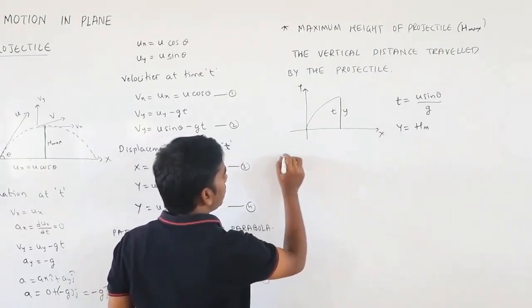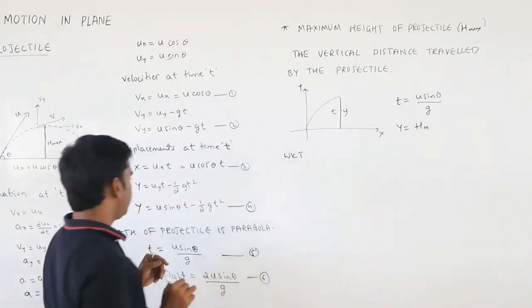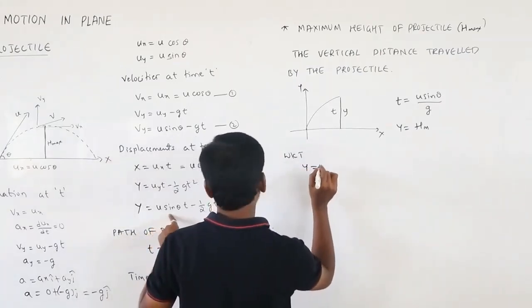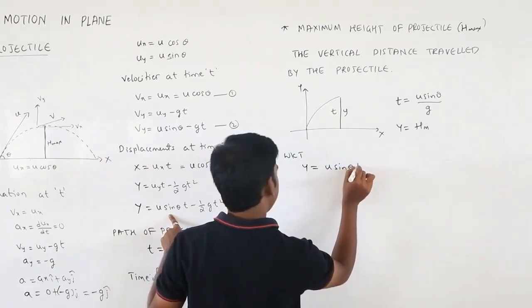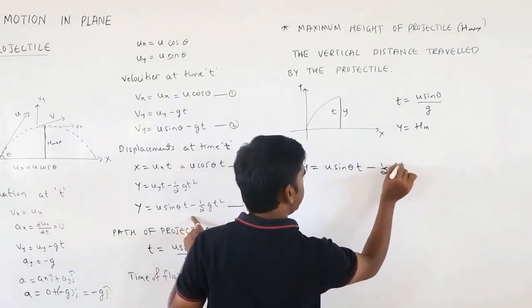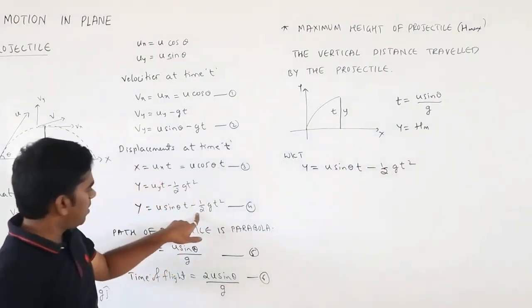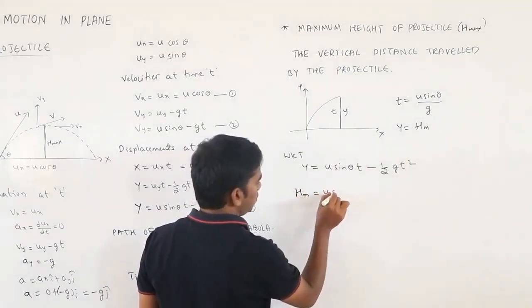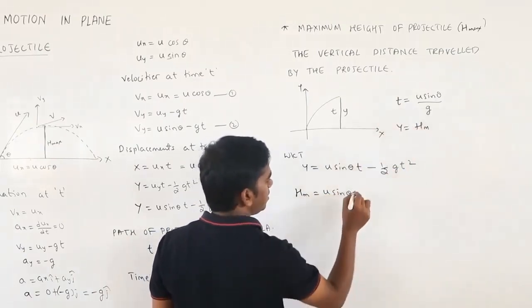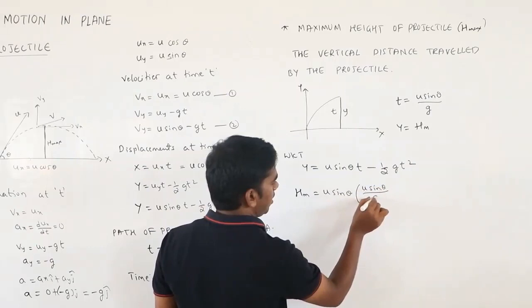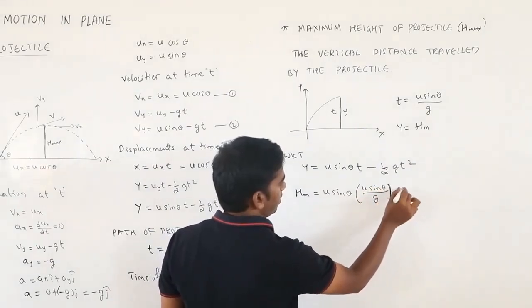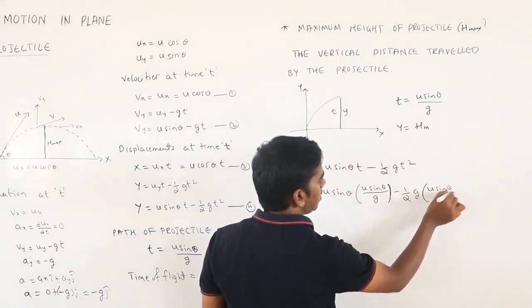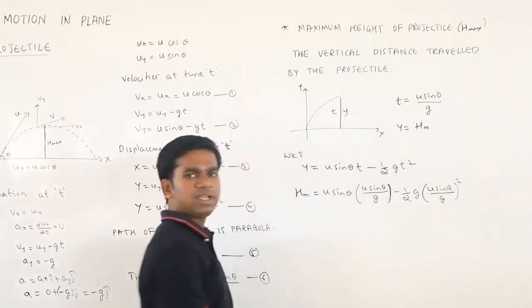So we know from equation 4 that the vertical height is y equals u sin theta into t minus half g t square. So substitute y equals hm: u sin theta into t, where t is u sin theta divided by g, minus half g t square. In place of t you can substitute u sin theta divided by g whole square. So what will you get?